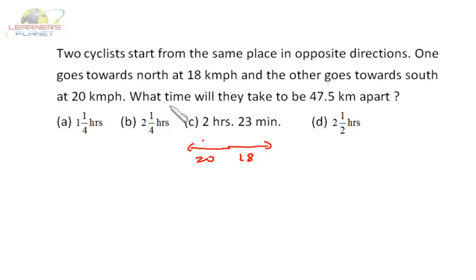Okay. So we have to find the time when they are 47.5 km apart from each other. So 38 is per hour. That means in 2 hours they will be 76 kilometers apart. That means the time is from 1 to 2 hours, and there is only one option among these where the answer is between 1 and 2. So we don't have to go for the full calculation, just mark the answer, that is 1 by 4 hours. Okay, I'm sure you are clear.